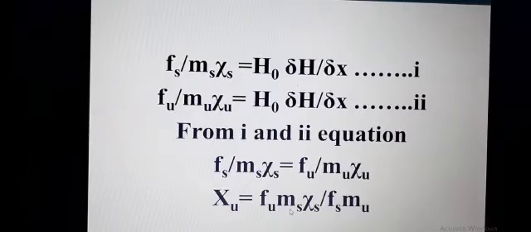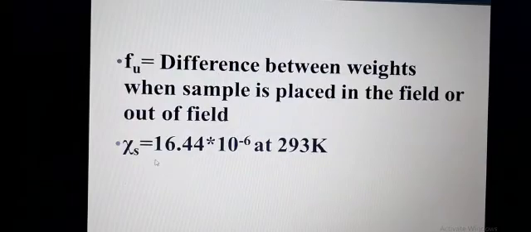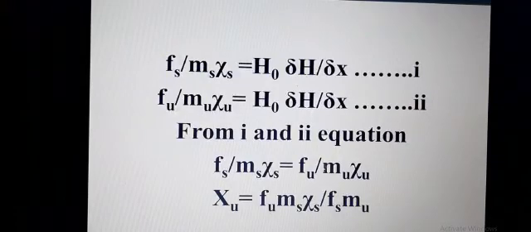And ms is the mass of the standard substance, and χs is the magnetic susceptibility of the standard substance, whose magnetic susceptibility is known, 16.44 × 10^-6 at 293 Kelvin. And Fs is the force that is exerted on the standard substance, and mu is the mass of the unknown substance, that is also known. So by putting in the values, we can easily calculate the value of the magnetic susceptibility of the unknown substance.